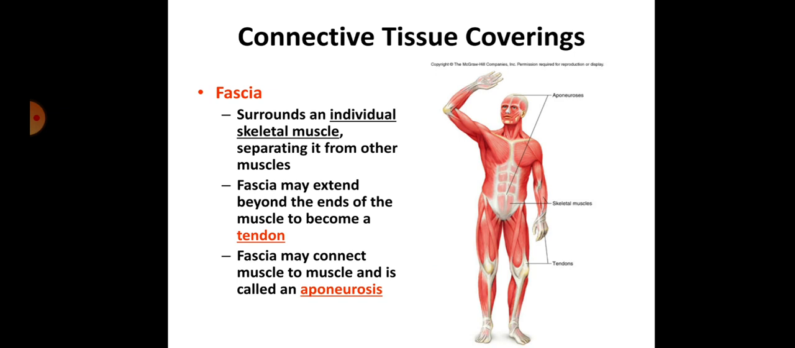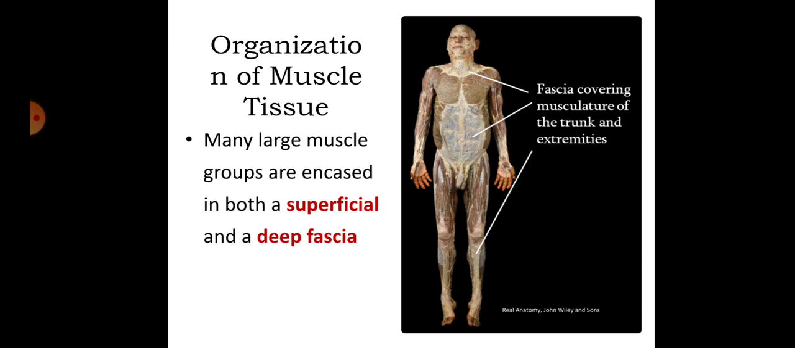This is a diagram showing the connective tissue coverings. Fascia surrounds an individual skeletal muscle, separating it from other muscles. Fascia may extend beyond the ends of the muscle to become a tendon. Fascia may connect muscle to muscle and is called an aponeurosis. Many large muscle groups are encased in both a superficial and a deep fascia.